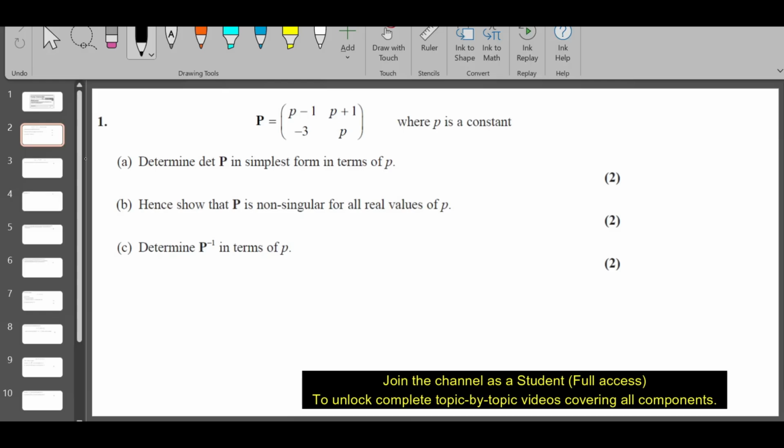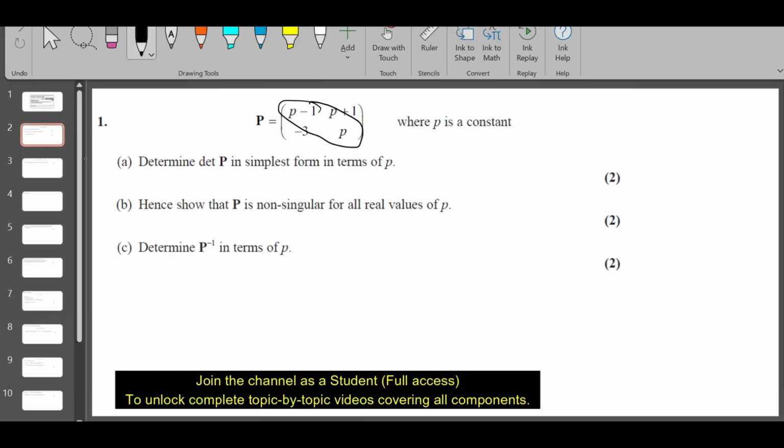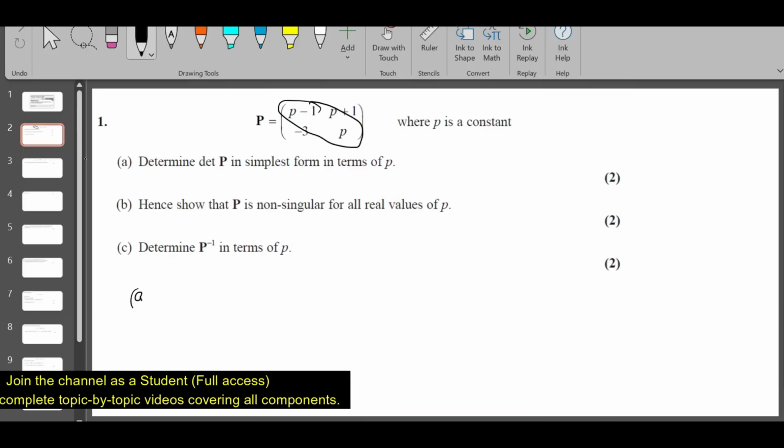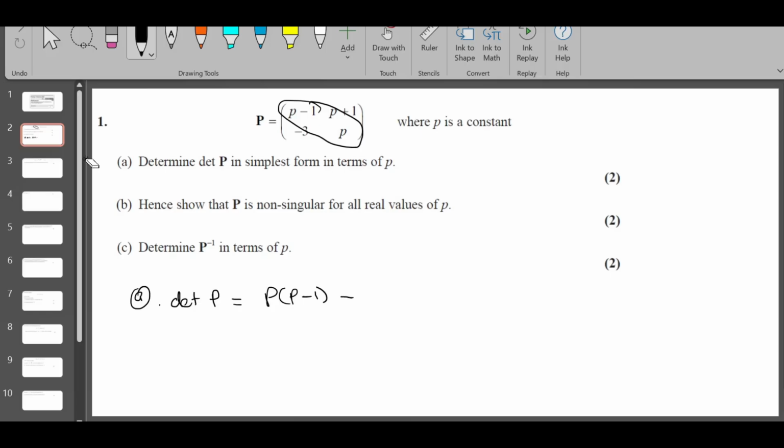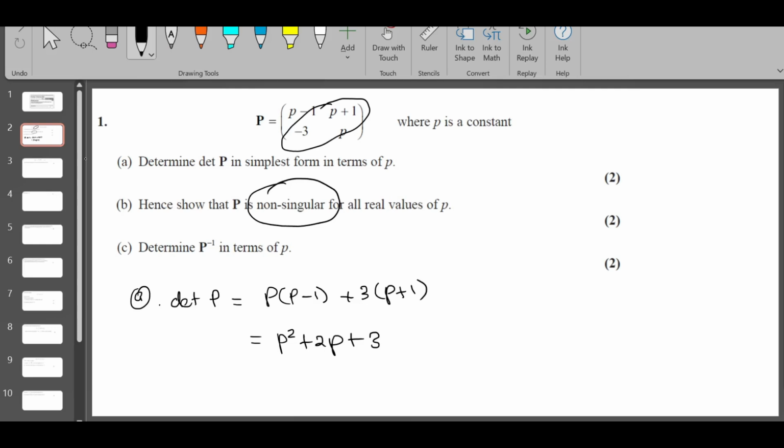To find the determinant value, you multiply the elements in the main diagonal. So you write the determinant value of P is equal to P times P minus 1 minus, it's always minus, the elements in the other diagonal, which is minus 3 times, so it becomes plus 3 times P plus 1. So you simplify, you'll get P squared minus P plus 3P, which is 2P, plus 3. That's all.